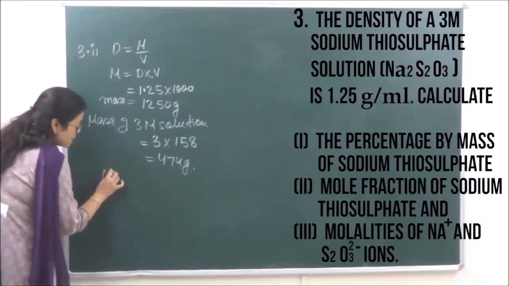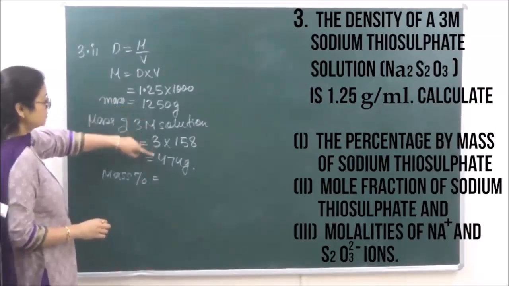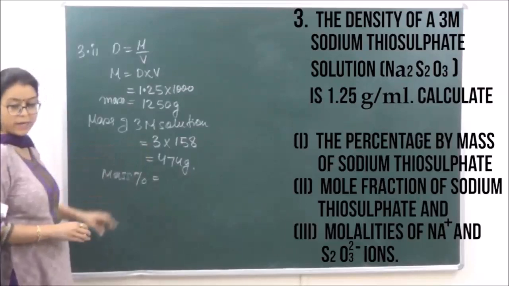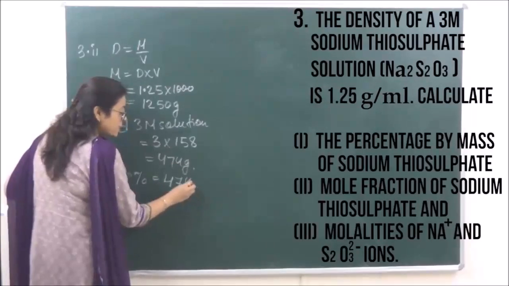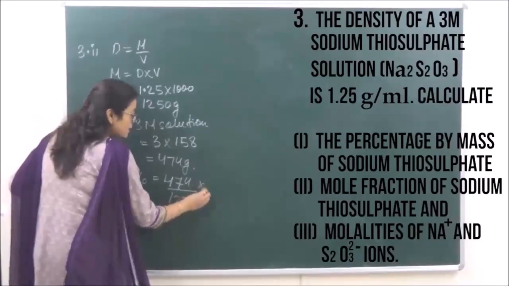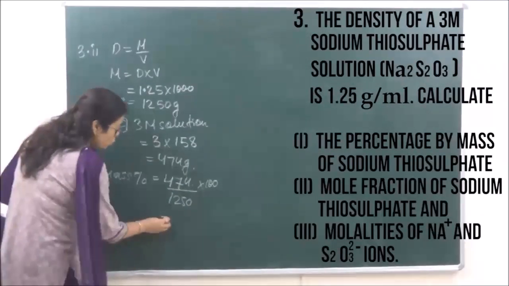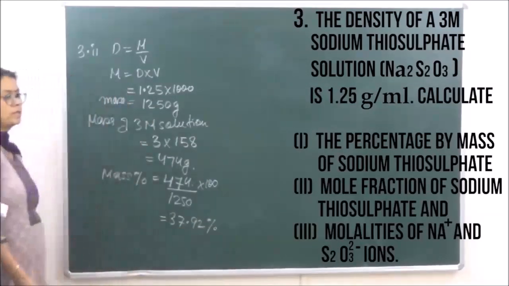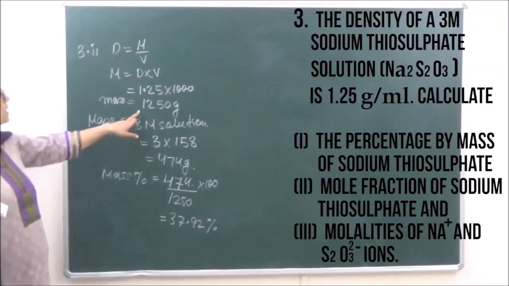Then mass percentage is equal to weight of this divided by total weight into 100. So the weight of the solute, that is 474, upon total weight, which is 1250, into 100. When we calculate this, it comes to 37.92%.